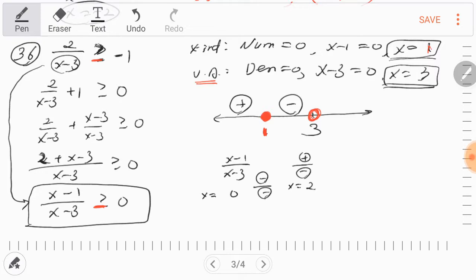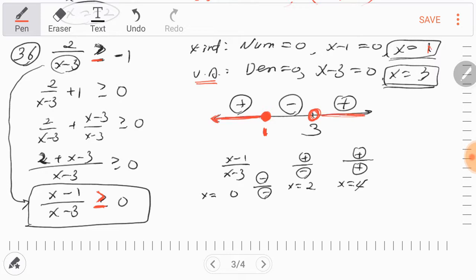Okay, what if x is greater than 3? Let's say 4. Then the numerator 4 minus 1 is positive. The denominator 4 minus 3 is positive. So the result is positive. All right, so there are 3 intervals, and for each interval we found the sign of the expression. And the expression is greater than or equal to 0. Greater than 0 is positive. So we have 2 intervals where the y value is positive.